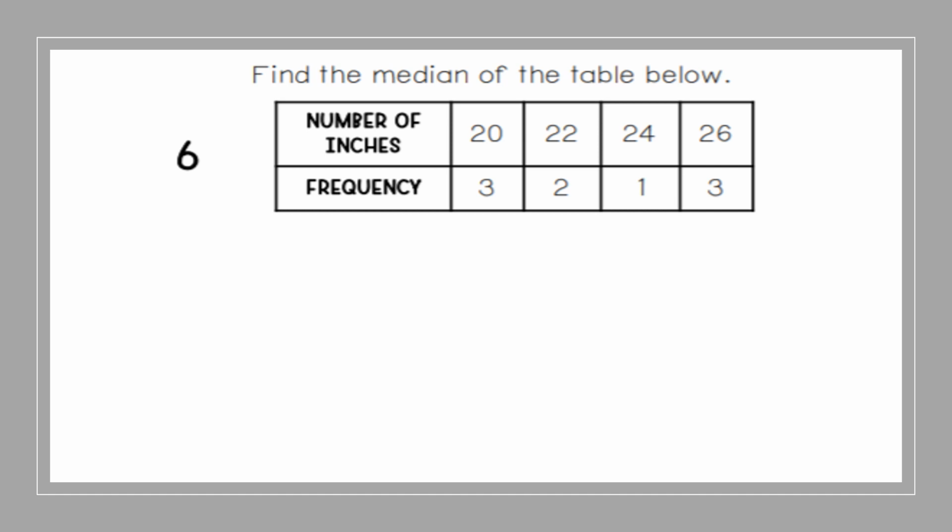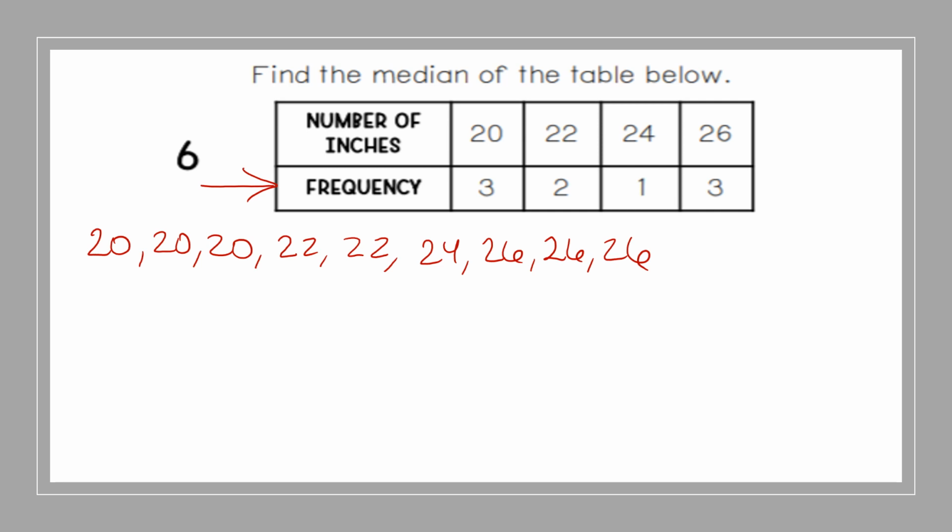Number 6 says find the median of the table below. Since it's median, you want to make sure your numbers are in order from least to greatest. You could count this one out and figure it out, or you could list it either way. The frequency tells me how many times the number appears. So for instance, 20 appears 3 times. 22 is twice, 24 once, and 26 3 times. And then you want to find the number in the middle, and there is an odd number of values this time, so 22 is my median. It's the number in the middle.